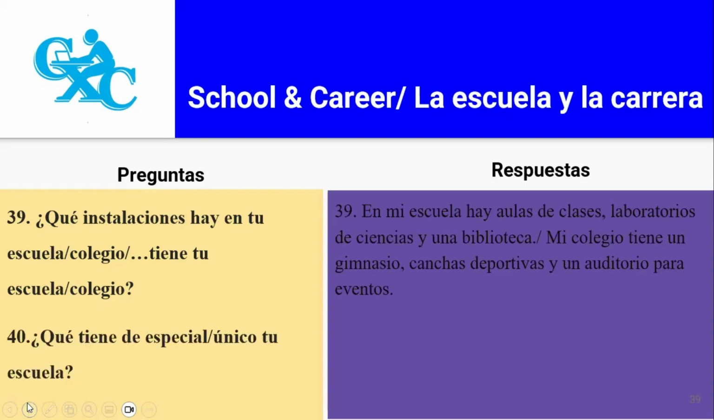I can see the answer there in the corner. Okay, voy a leer. En mi escuela hay aulas de clases, laboratorios de ciencias y una biblioteca. Por ejemplo, just give an example. Mi colegio tiene un gimnasio, canchas deportivas y un auditorio para eventos. All right?